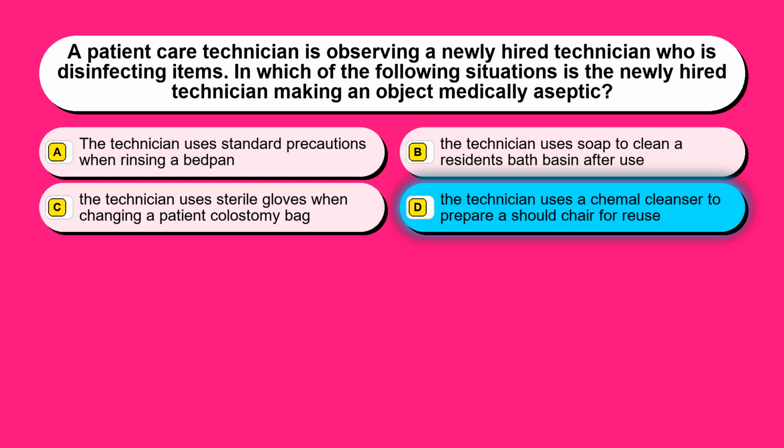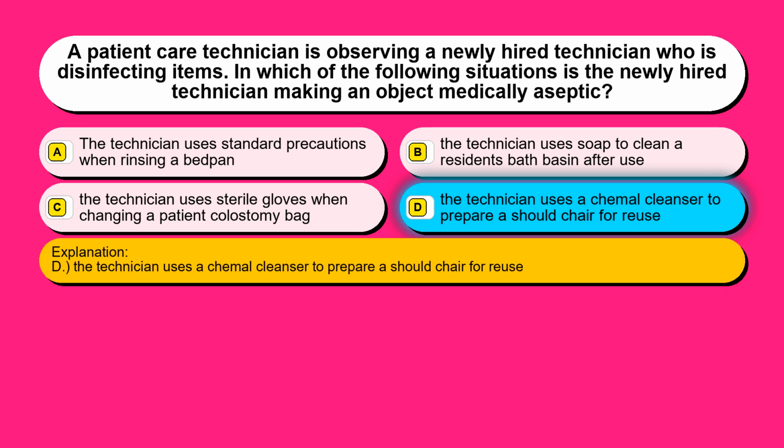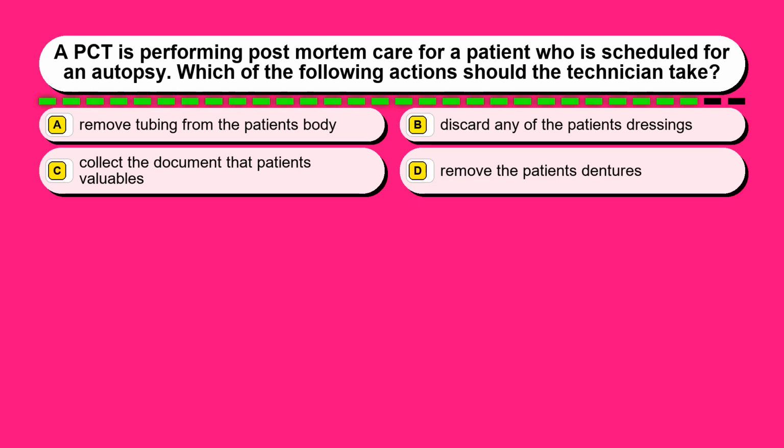The correct answer is option D, the technician uses a chemical cleanser to prepare a shower chair for reuse. Question 63. A PCT is performing post-mortem care for a patient who is scheduled for an autopsy. Which of the following actions should the technician take?